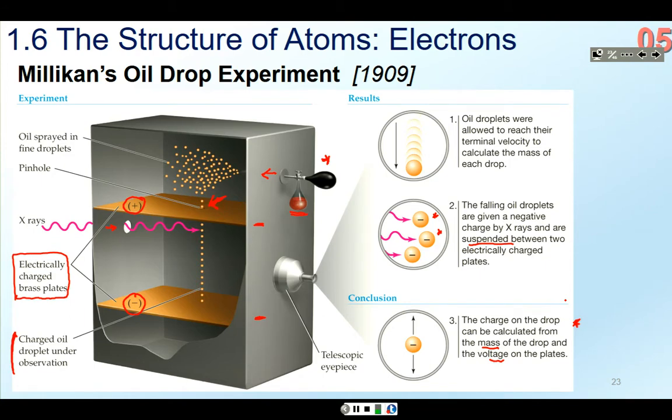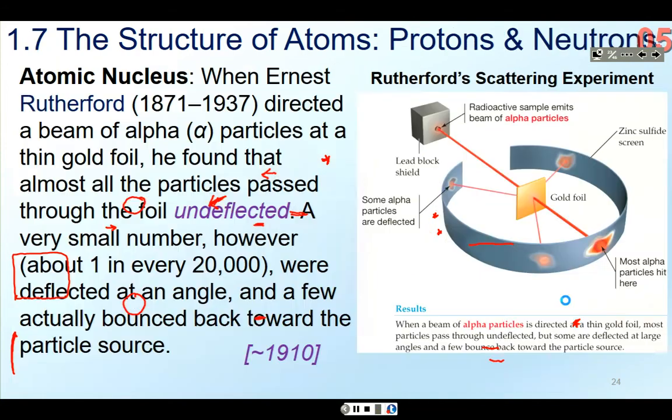Wow. Interesting and sophisticated. Further discovery about things happening in atoms are attributed to Ernest Rutherford, who lived before and after the turn of the century into the 20th century, before and after 1900. He directed a beam of alpha particles at a thin gold foil. And why would you choose this?